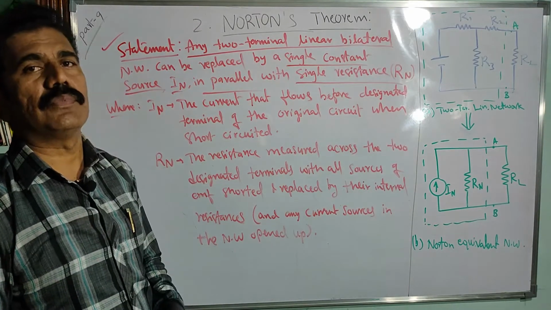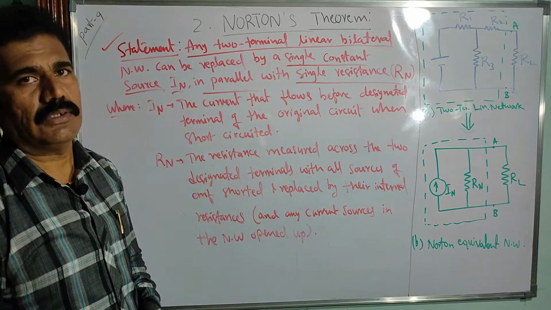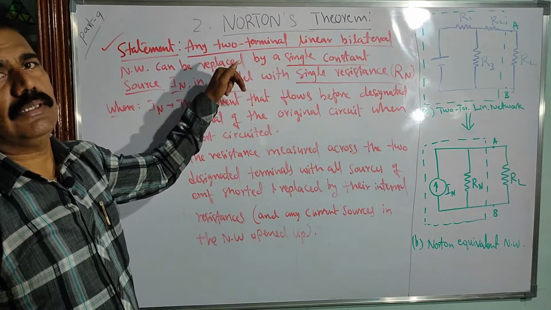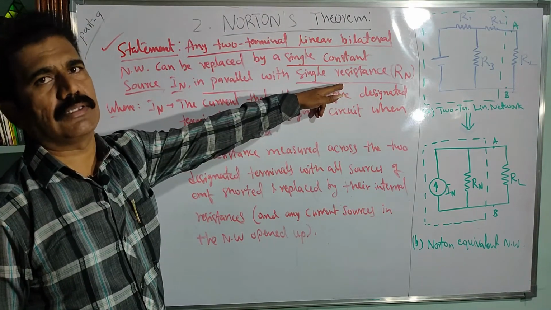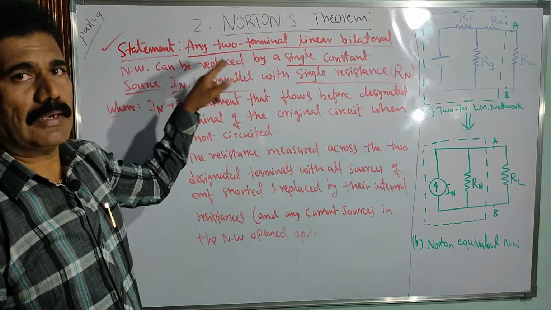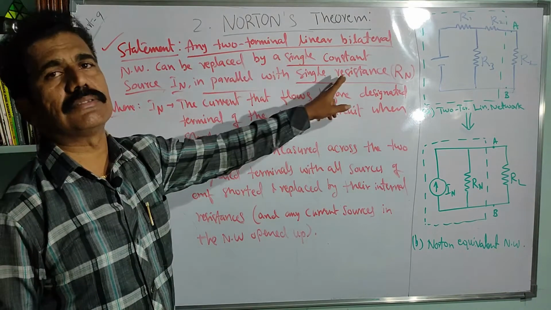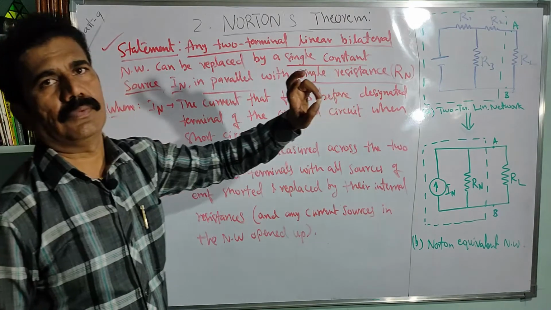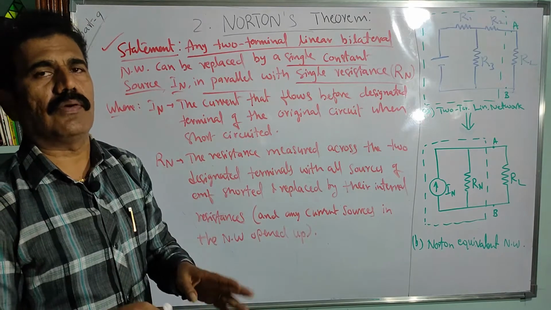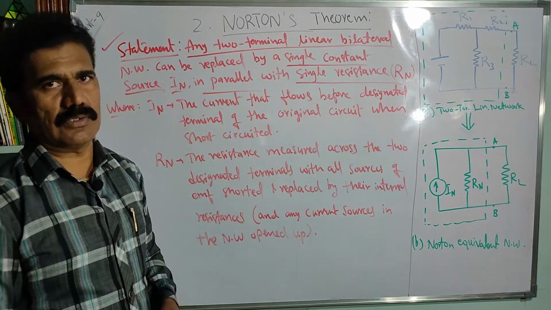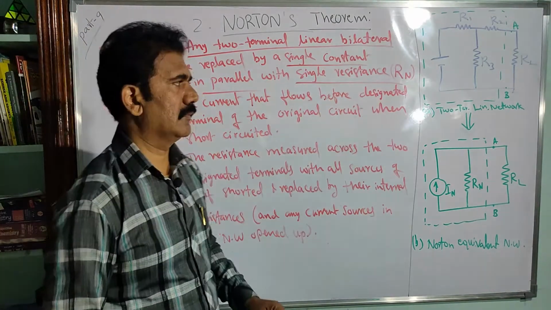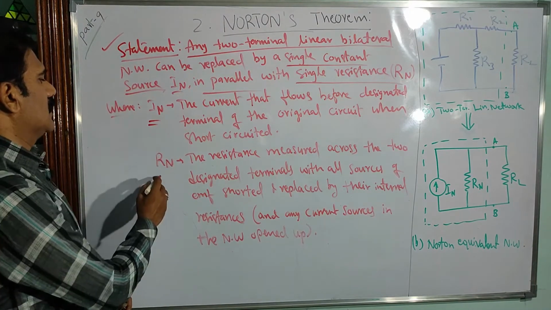What is the difference between Thevenin's theorem and Norton's theorem? In Thevenin's theorem, the equivalent voltage source is considered in series with a single resistance RTH. Now you consider a single constant current source connected in parallel, not in series, with a single resistance called Norton's resistance RN. Norton's resistance and Thevenin's resistance are both found by the equivalent resistance method, so both are the same; only the naming differs. Now I will write here what IN and RN are.